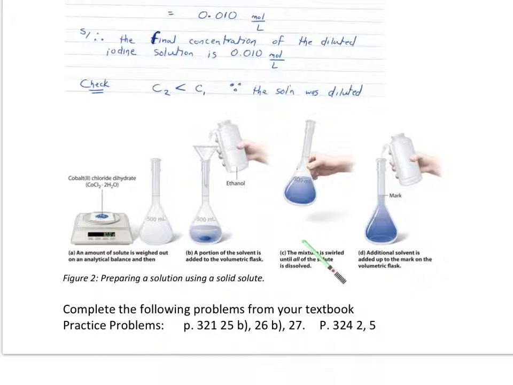And this is key because when dissolving takes place, sometimes there's a change in volume due to mixing, and so you don't want to add all of the solvent, which is usually water, before you have dissolved your solute. Otherwise, you might not have the appropriate final volume. And the appropriate final volume, of course, is when the meniscus is just touching this line.